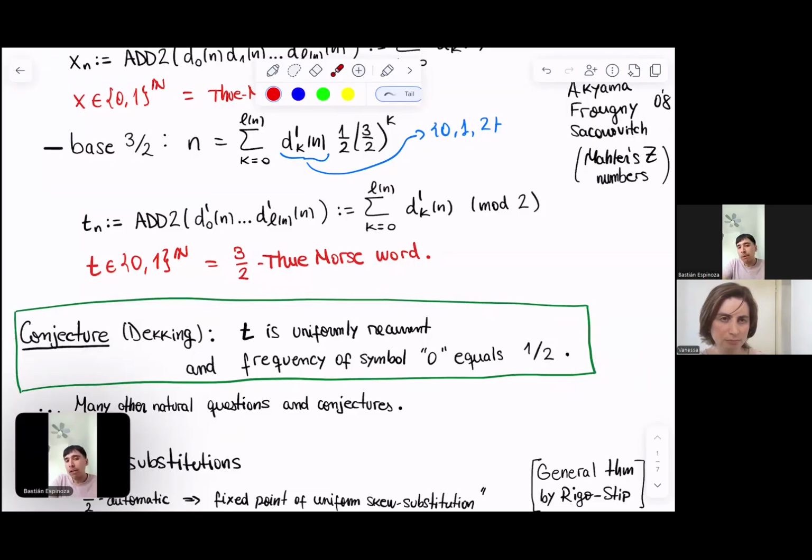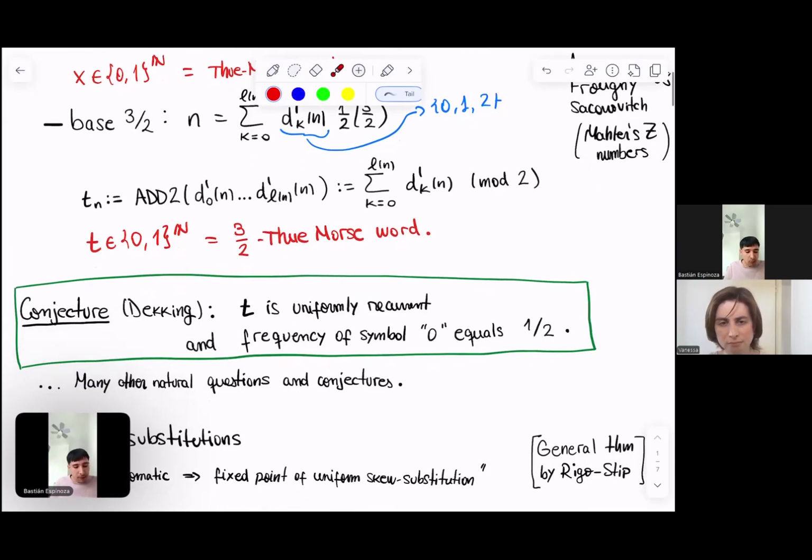And the second one is something about the frequencies. Again, numerical experiments strongly suggest that the symbol 0 occurs with frequency 1/2. So both letters occur with the same frequency. And our work here, what I'm going to present, is a confirmation of these two conjectures. We're going to prove that this word is uniformly recurrent, and we're going to determine letter frequencies. But yes, as I was saying, there are many other natural questions and conjectures, both by Becking, and natural questions that arise after what I'm going to present here.